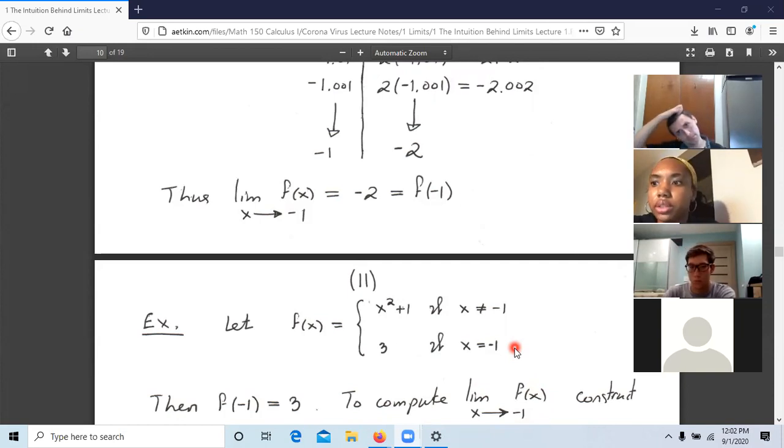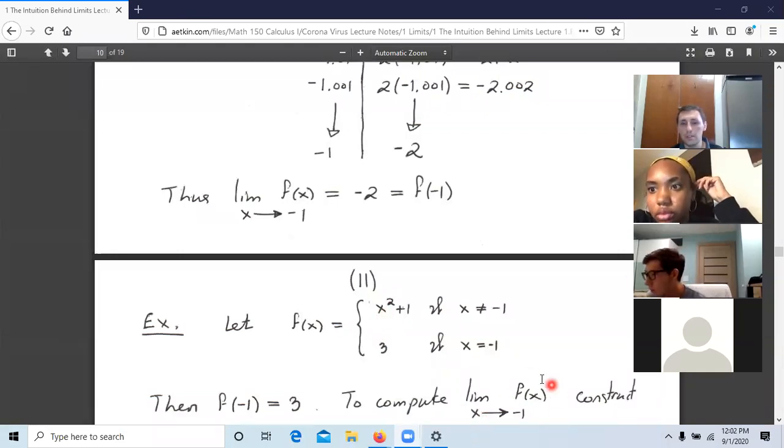So we know that the function is defined, when I plug in -1, to give me 3, right? But when I take the limit as x goes to -1, what is the limit going to be? The question is to figure out what this is.